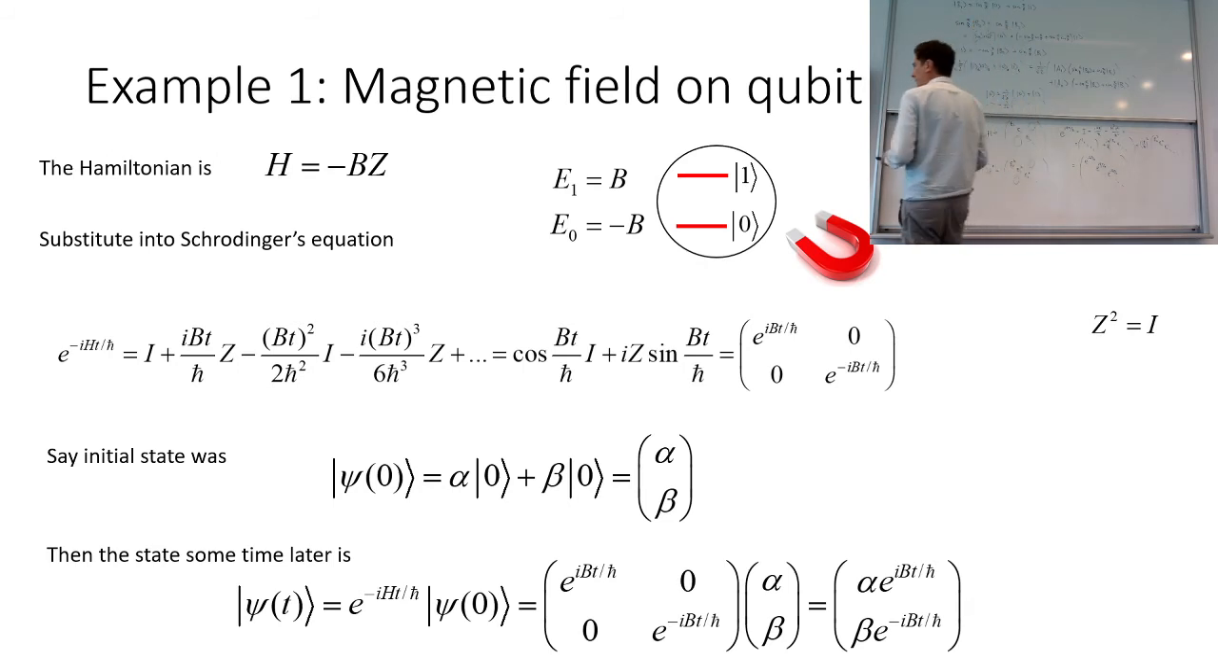Then to work out what the state is some time later, all you need to do is multiply this matrix by the initial state. Say the initial state was alpha, beta, just a general state. Then all I have to do is multiply this state by this matrix, simple matrix multiplication, and you get this. So what you see is that this thing multiplies alpha and beta by some phases.